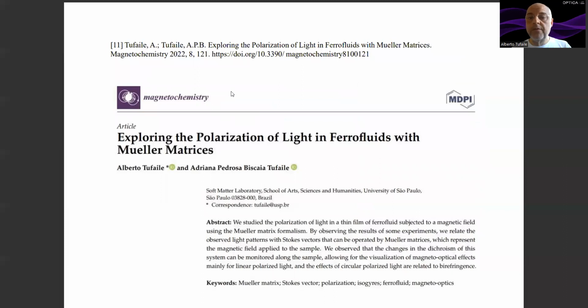And I also recommend this paper that we published recently, exploring the polarization of light in ferrofluids with Mueller matrices.